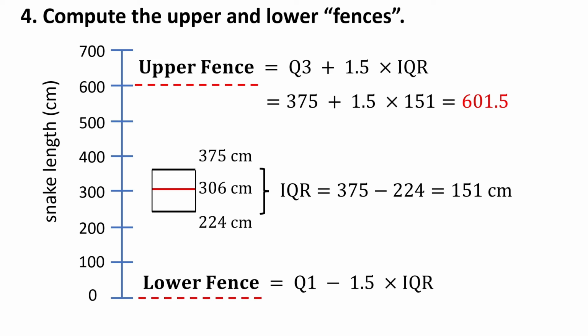The lower fence is similarly calculated. You start now at Q1 and you subtract 1.5 times the IQR. And so that puts us at minus 2.5. Now in this particular case, because the data represents the length of a snake, we know that the length can never be less than 0. And so we're going to put the lower fence at 0.